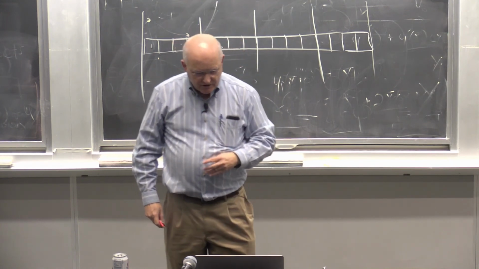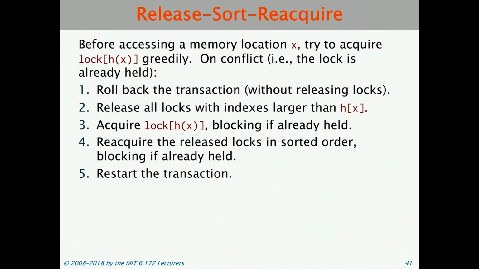Okay? So here's the idea. The first idea is called release, sort, and reacquire. So that's the ownership array part that I just explained. Now here's the release, sort, reacquire. Before you access a memory location x, simply try to grab the lock of x greedily. And if you don't have a conflict, you get it. You just simply try to get it. If you can, that's great. If not, then what I'm going to do is roll back the transaction, but don't release the locks I hold. And then release all the locks with indexes greater than h of x.